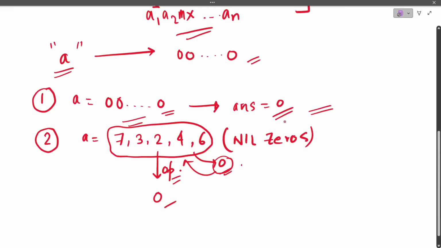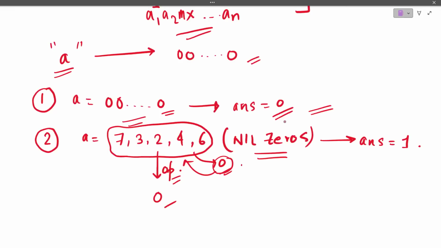So in this case, when there are no zeros in the array, the answer is simply one. The answer is simply one and nothing else.